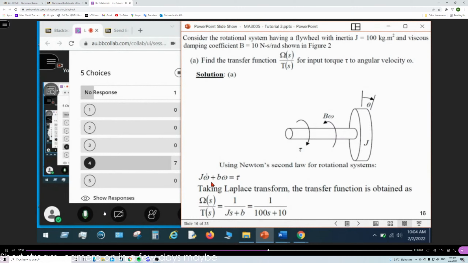Many of us could do this directly from the figure. That means J omega dot, the angular acceleration, plus B omega. B is the coefficient, whether a capital B or a small k, that doesn't matter. Here, let's say we use small b. Multiplied by omega, the angular velocity, equals the input torque T. Then we take the Laplace transform, using the table or directly.